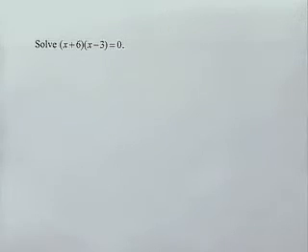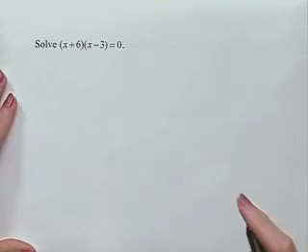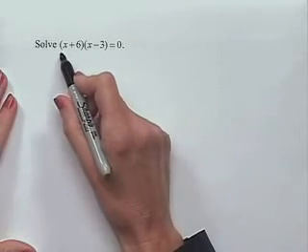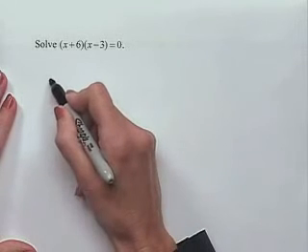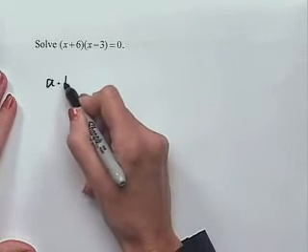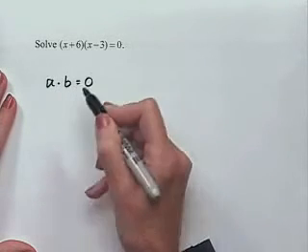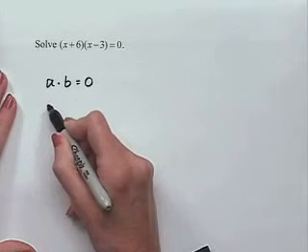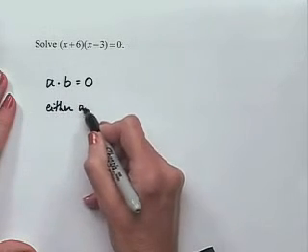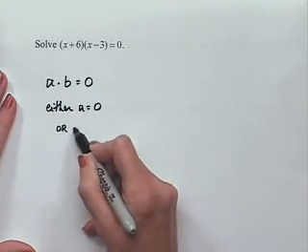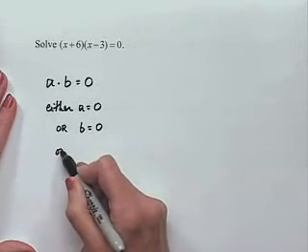Now let's look at solving an equation using factoring. We have an equation, x plus 6 multiplied times x minus 3 equals 0. In this situation, we have two factors multiplied together equal to 0. Now this is the situation where we would have a number multiplied times another number equal to 0. When we have this setup, that indicates that either a equals 0 or b equals 0 or both.